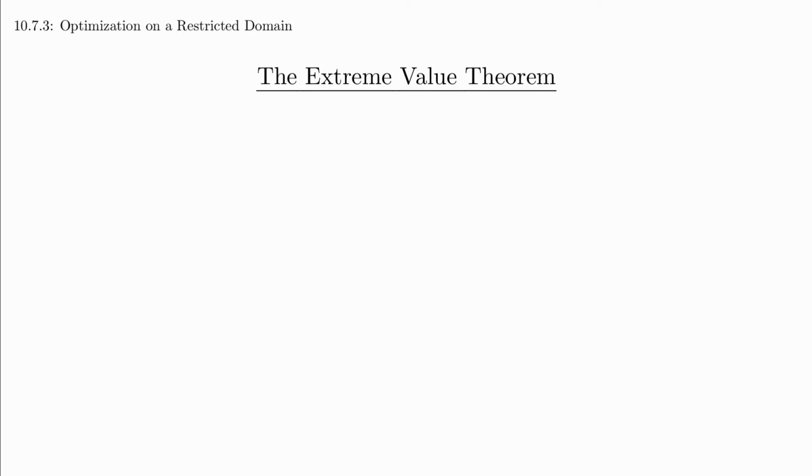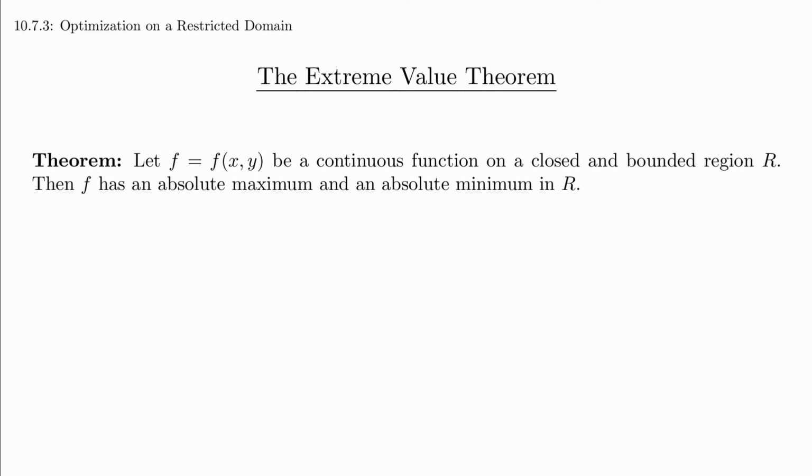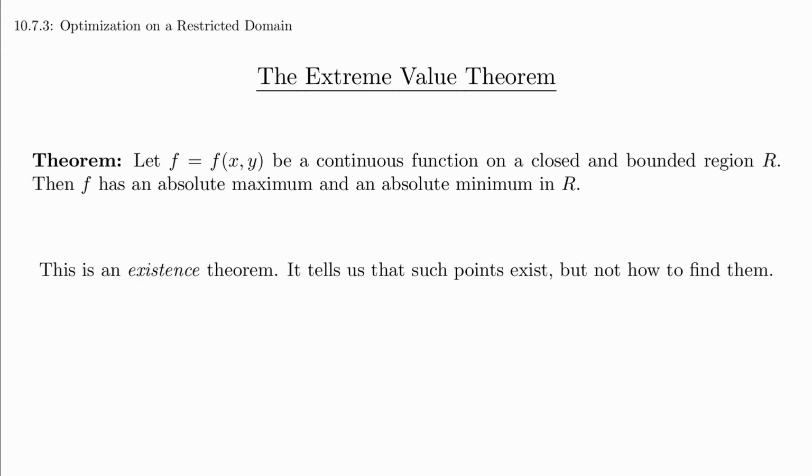But before we do that, we will state the extreme value theorem, which also has a single variable calculus equivalent. Theorem: let f be a continuous function on a closed and bounded region R. Then f has an absolute maximum and an absolute minimum in R. This is an example of an existence theorem. Extreme points are guaranteed to exist for functions that meet these requirements.